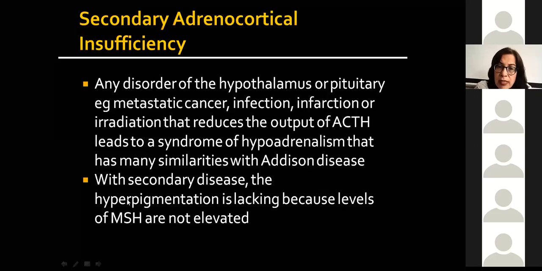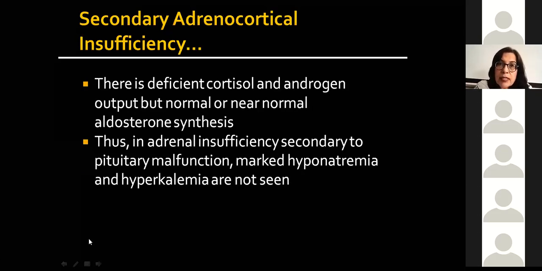With secondary disease, the hyperpigmentation is lacking because levels of MSH are not elevated. Must remember this, that in secondary disease, ACTH is less, hyperpigmentation is not there. There is deficient cortisol and androgen output, but normal or near normal aldosterone synthesis. Now, why? Because ACTH stimulates cortisol. ACTH does not stimulate the aldosterone. So aldosterone will be normal or near normal, but ACTH stimulates cortisol and the androgens.